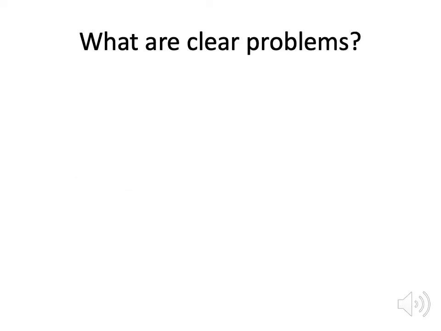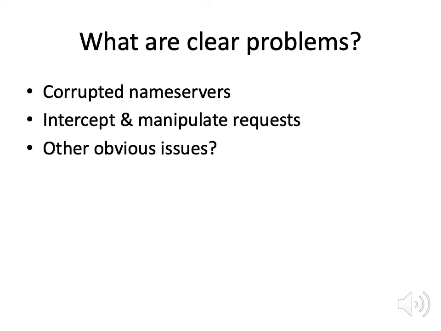So what are the clear problems? Well, one problem is a corrupted name server that could return all kinds of bogus information. Here the solution is to configure clients not to talk to corrupted name servers. Don't let somebody propose a bad name server to you. Don't take NS records for domains that you care about that point them at corrupt name servers.